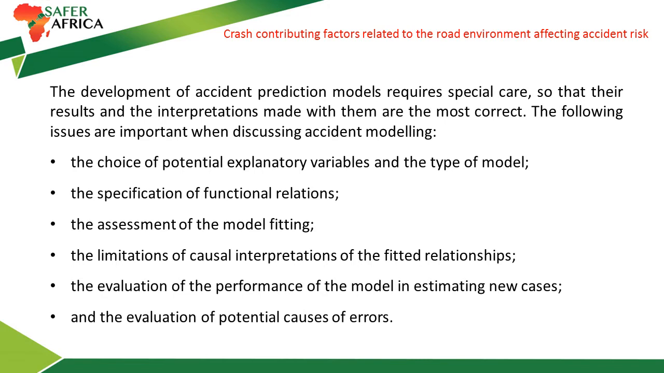The development of accident prediction models requires special care so that the results and interpretations made with them are the most correct. Several issues are important for the development of accident models, namely, the choice of potential explanatory variables and the type of model that better represents the data, the specification of the functional relations, the assessment of the model fitting, also called validation, the limitations of causal interpretations of the fitted relationships, the evaluation of the performance of the model in estimating new cases, and the evaluation of potential causes of errors, like overdispersion or underdispersion, correlation between variables, reduced sample size and low sample mean, underreporting of accidents, omitted variables, amongst many others.